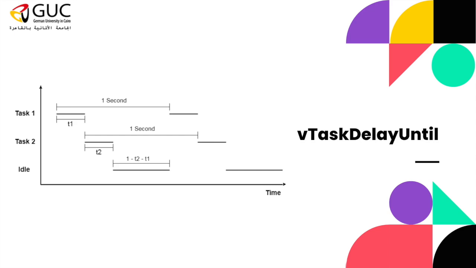So using vTaskDelayUntil, let's assume that here we used the non-matching priorities, and task 1 has the higher priority, so it will be the first task to run or to move to the running state. So actually, this is task 1, and it started here and it finished here. So at this end, it called the vTaskDelayUntil.